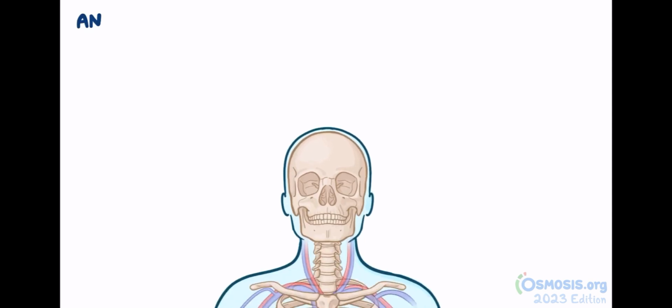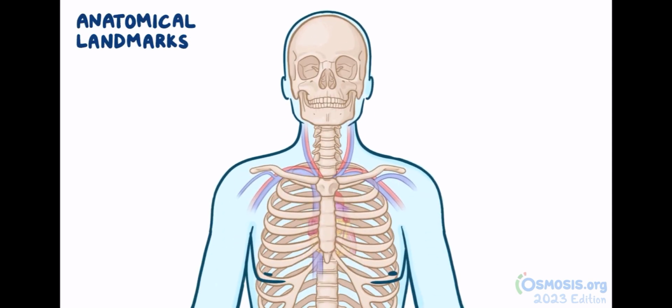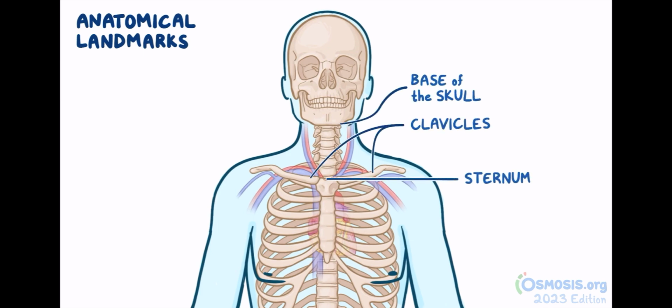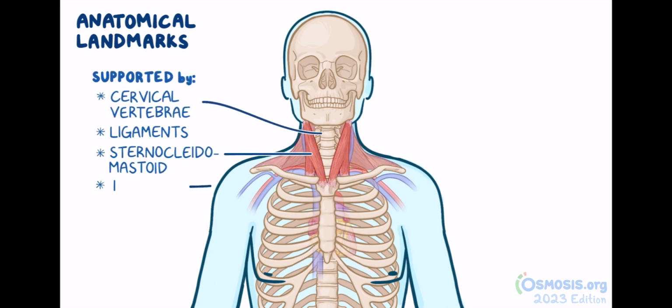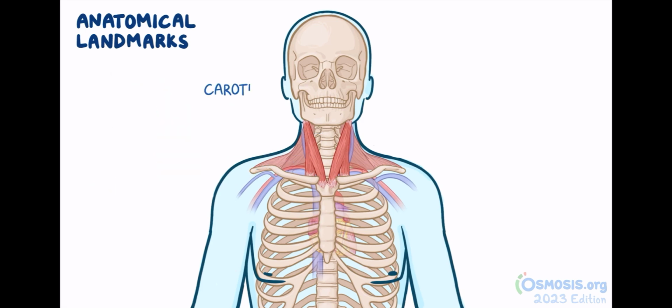Now, locating the anatomical landmarks of the heart and neck vessels will guide placement of your hands and equipment. The neck is located between the clavicles and sternum and the base of the skull. It's supported by the cervical vertebrae, ligaments, as well as the sternocleidomastoid and trapezius muscles. The carotid arteries are located on either side of the neck, behind the sternocleidomastoid muscle.